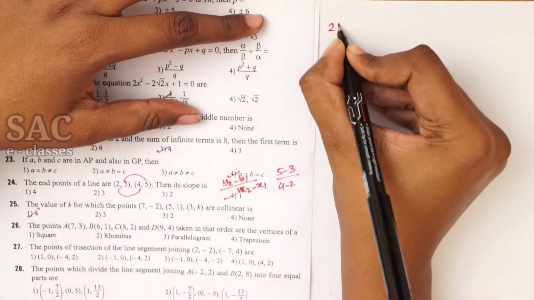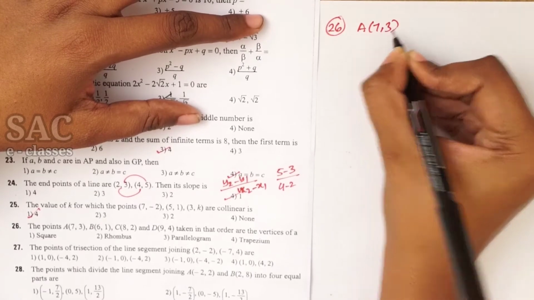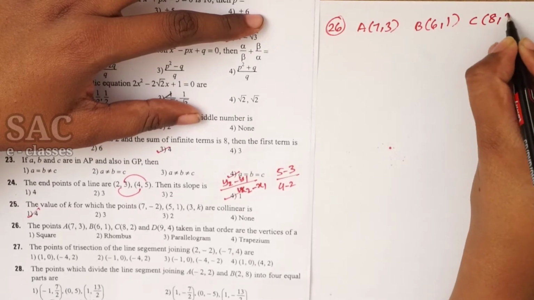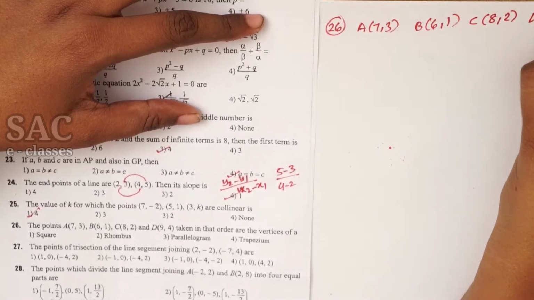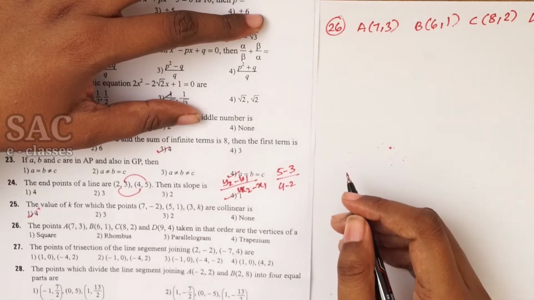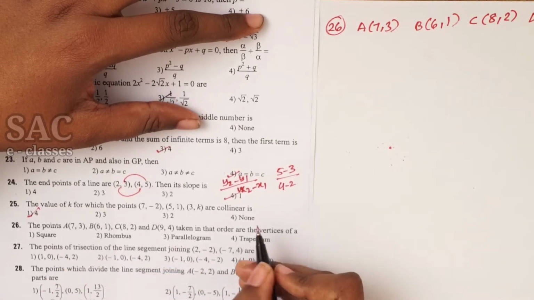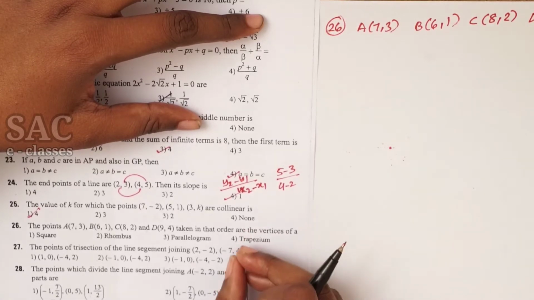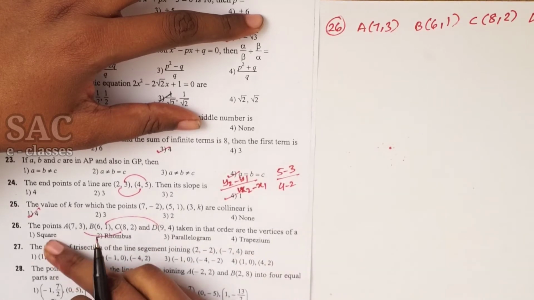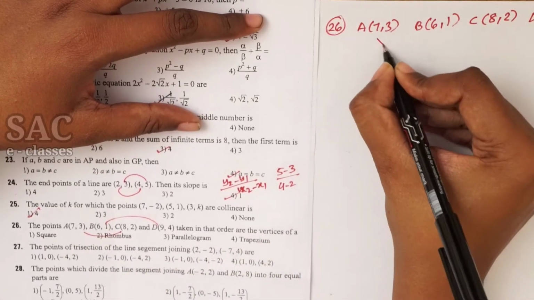Now look at the problem number 26. The points A 7, 3, B 6, 1 and C 8, 2, D is 9, 4. Whether they are taken in that order, they are the vertices of what, they are asking. First of all, square, rhombus, parallelogram, trapezium is there. First of all, to prove this, one thing is clear. If the diagonals are equal, then we can say that it is a square directly. That is why I am verifying the diagonals length.